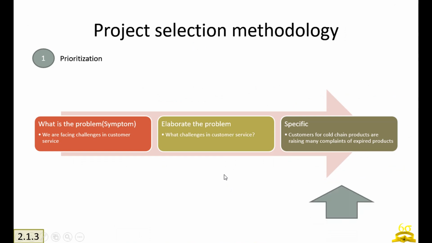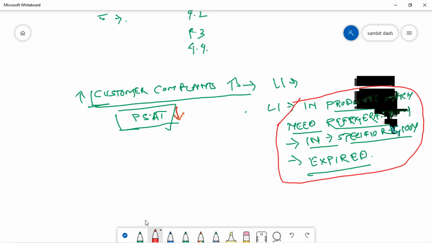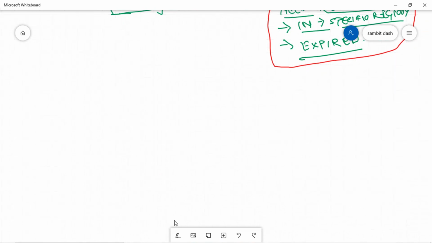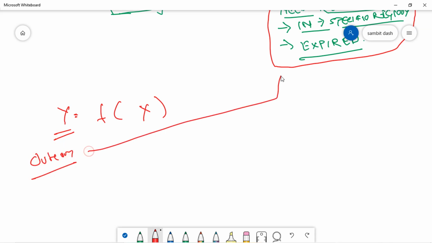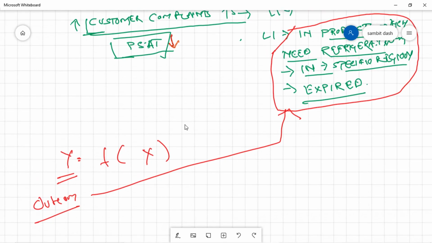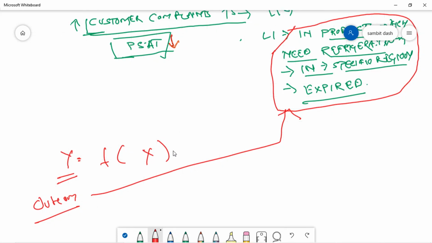So let's call this final, whatever we have finalized, expired products, as Y, right? I'll tell you why we are writing Y here, because it's a fundamental methodology of Six Sigma. Y is a function of X, right? So Y is the outcome, and our outcome here is the expired product in a specific region. Now we will find out the X's, right? X are the inputs. So this is the input, this is the output.